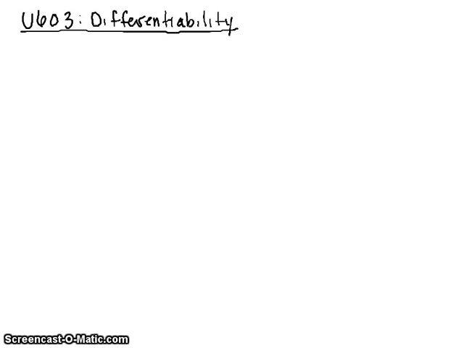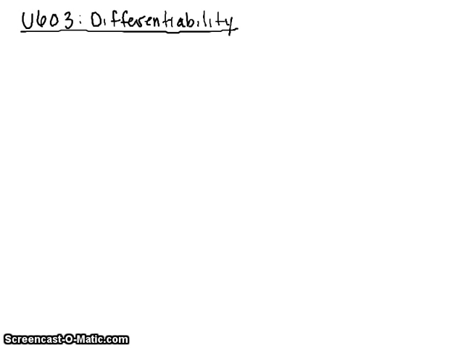Alright, in this video we're going to talk about Unit 6, Objective 3, Differentiability. Differentiability is just the function being or having a derivative at a certain point. So if a function is differentiable, then its derivative exists. So just like continuity, we're going to look at places where we are not differentiable.